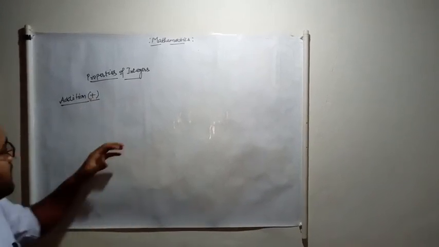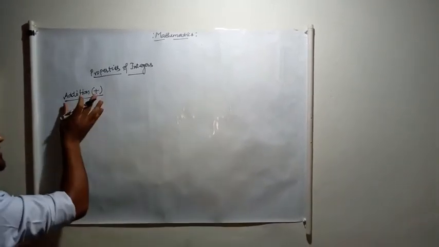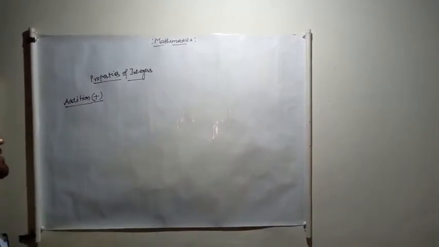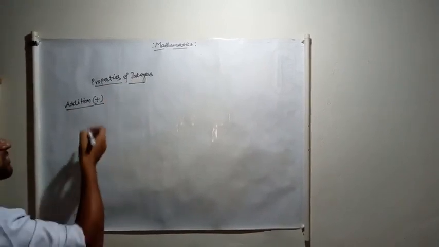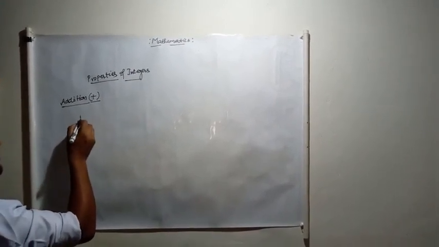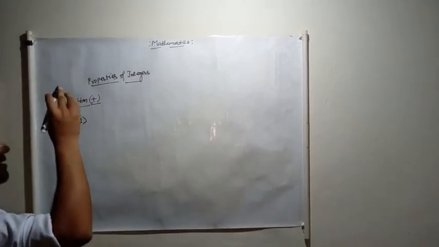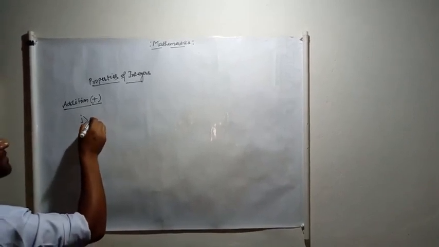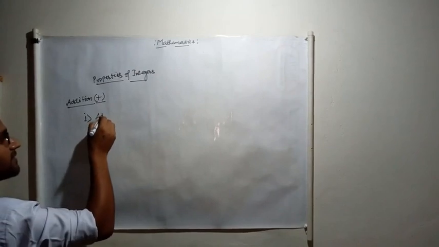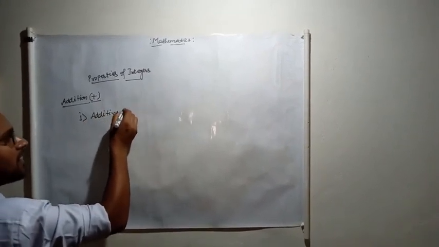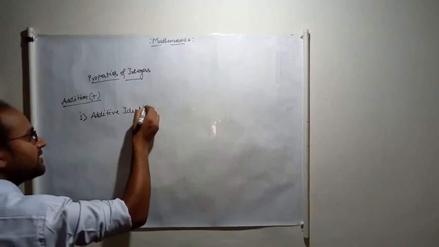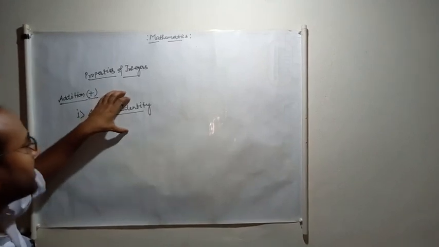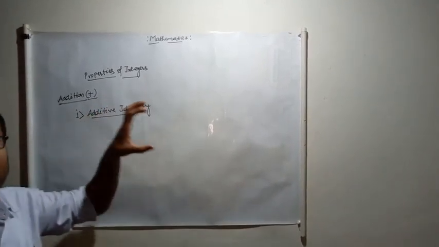Before that, in the previous video we have discussed that addition holds closure property, commutative property and associative property. Some special properties of addition are also there, based on integers. After closure, commutative and associative, the next property is additive identity. Additive identity is very easy, students. Like the name says, the identity is not going to be changed.